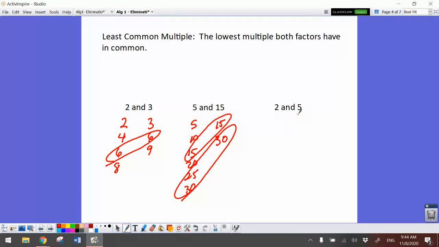And for 2 and 5, I know that's going to be 10. But worst case scenario, if I can't think of one, I can always just multiply those, and that will work just fine. So that would give me a 10.